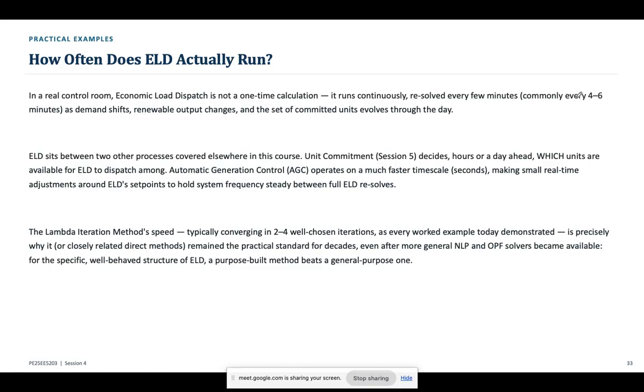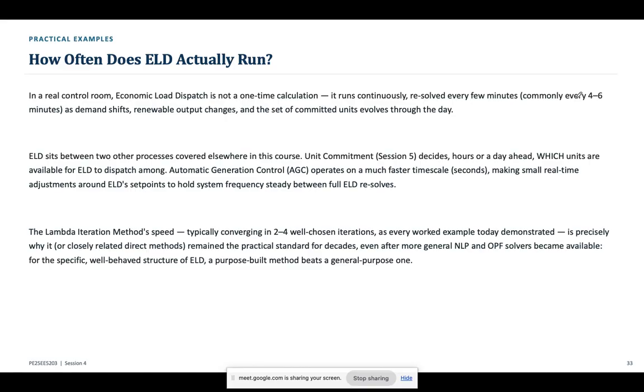It is useful to distinguish three time scales. One, we call it unit commitment, operates over much longer horizons and decides which generators are available or switched on. Then you have economic dispatch, which determines how much power each committed generator should produce. Then you have automatic generation control, which operates much faster, adjusting generator outputs around their scheduled values to maintain system frequency and interchange targets. These are related but distinct layers of control.